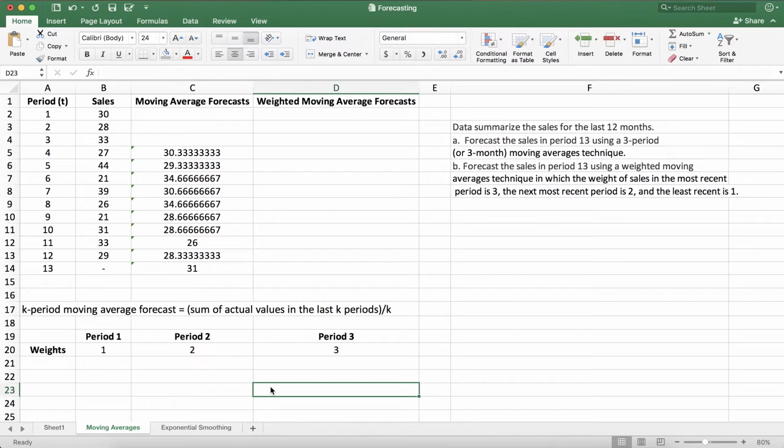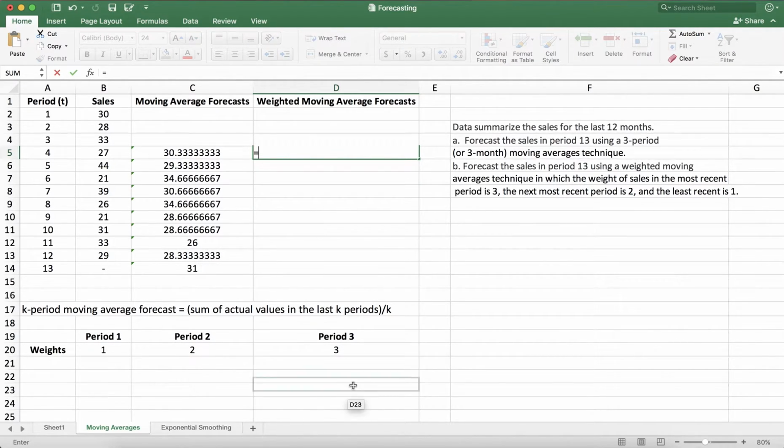Okay, so when I calculate these weighted moving averages, the most recent one has a weight of 3, the next one has 2, and the last one has 1. So let's calculate the weighted moving averages starting from period 4. If I am at period 4, what is the most recent period before period 4? That answer is going to be period 3, right? The most recent before my current period is period 3.